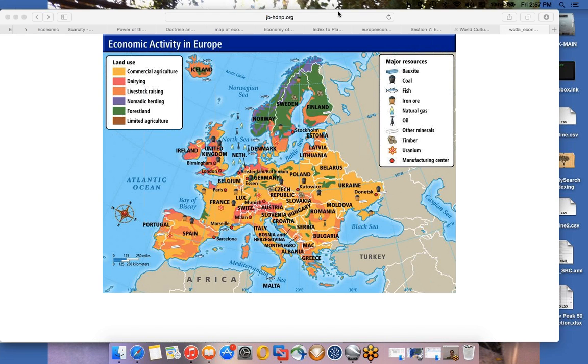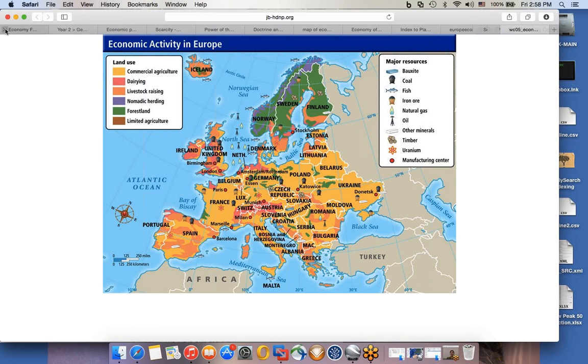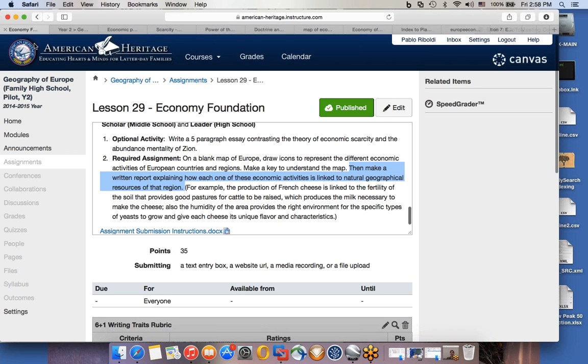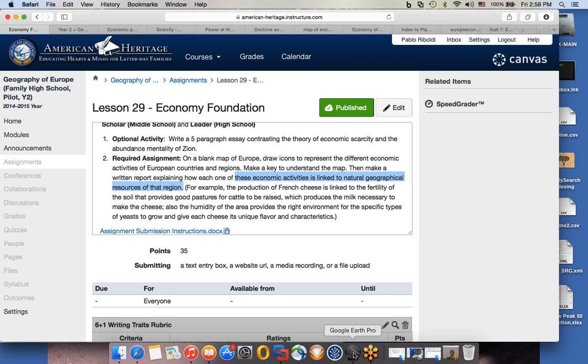When you do the homework, I'm also asking you to write a paper. In the paper, you put the map, and then you do a report explaining how the activities are linked to the natural geographic resources of the region. So you think in terms of geography. Let me give you an example.